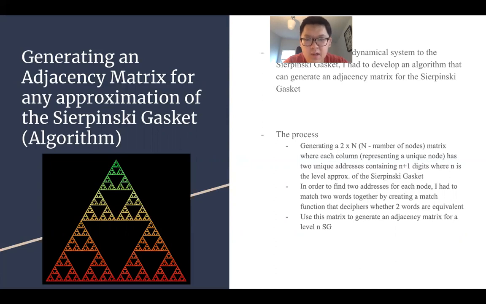A basic understanding of how this algorithm would work is that you would first have to create a 2 by n matrix where each column representing a node has two unique addresses, and then apply this matrix to generate an adjacency matrix for the gasket. In order to build this matrix, I developed a match function that deciphers whether two addresses are equivalent. This requires the first few digits to be stripped off until they can be compared for equivalency.